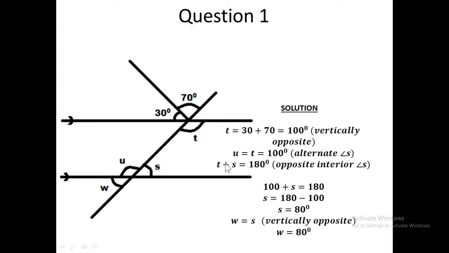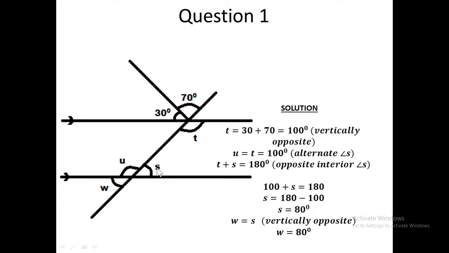All these things we have talked about in the previous video. Then the addition of T plus S will give us 180 degrees. We have here opposite interior angles. Our T is 100 degrees plus S equals 180. So you can find S by removing 100 from 180 degrees. That will give us angle S is 80 degrees.